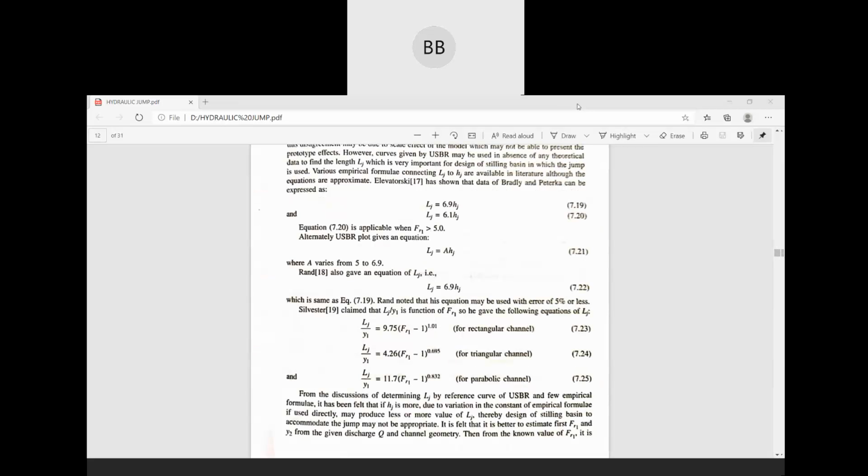We have two equations. So when your FR1 is greater than 5, your length of jump will be 6.1 times hj. That is the height of the jump. Okay, and height of the jump is nothing but y2 minus y1. If it is less than 5, then we will go for 6.9 hj, that is 6.9 times the height of the jump.